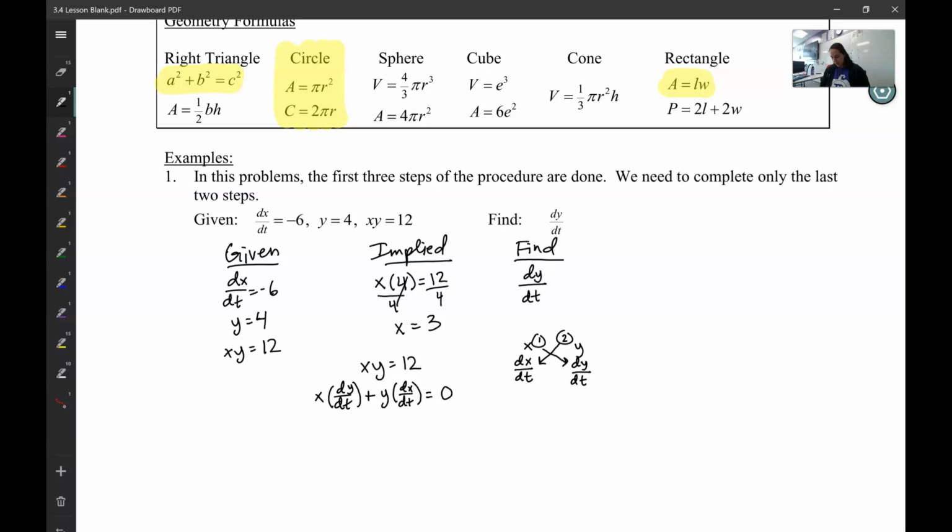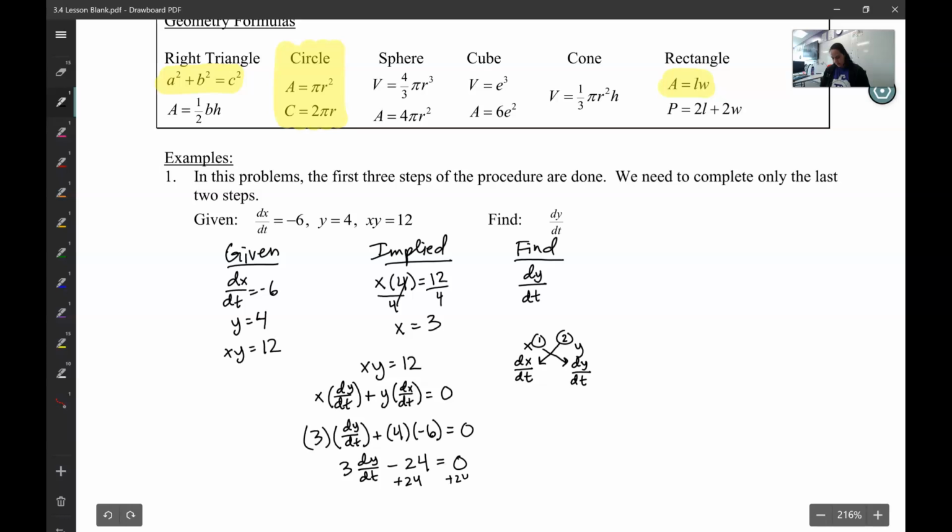Now let's plug in what we know. I know x is 3. I do not know dy dt. That's what I want to find. I know y is 4. I know dx dt is -6. So I have 3 dy dt minus 24 equals 0.